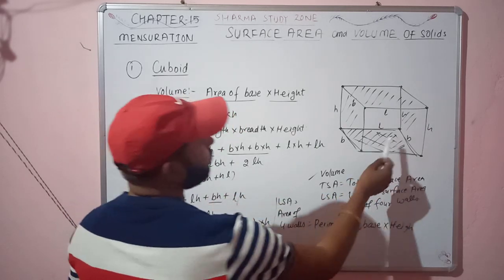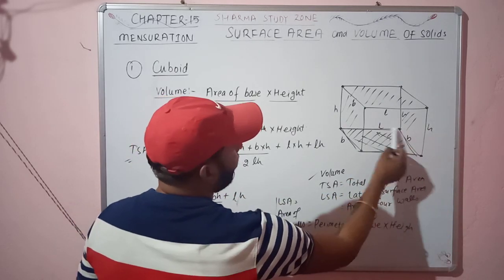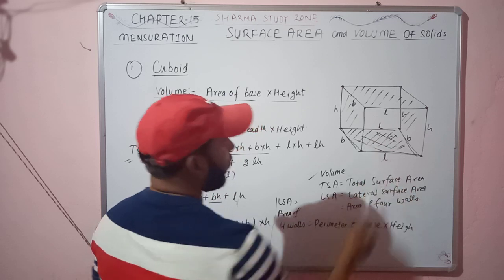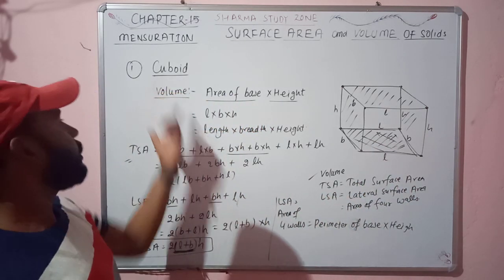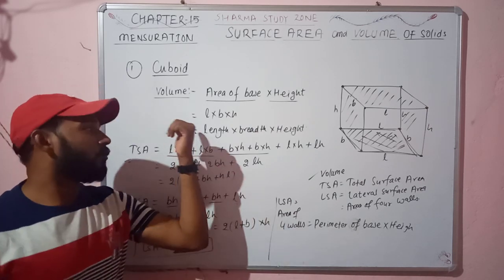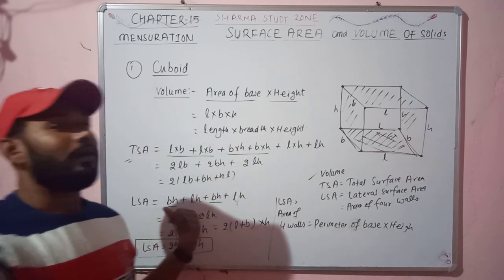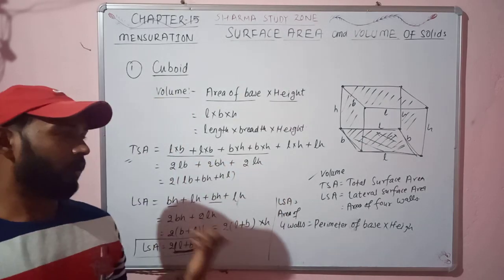It means if you multiply the height by the perimeter of this rectangular base, you will get the area of four walls. So this was all about the cuboid, in which we have discussed the volume, total surface area and the lateral surface area. Okay.